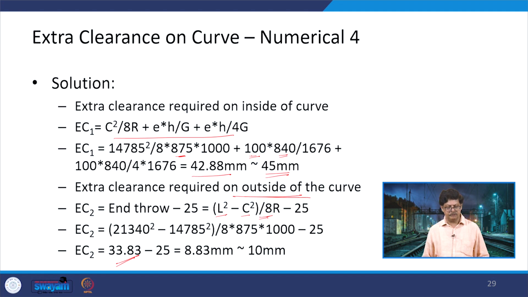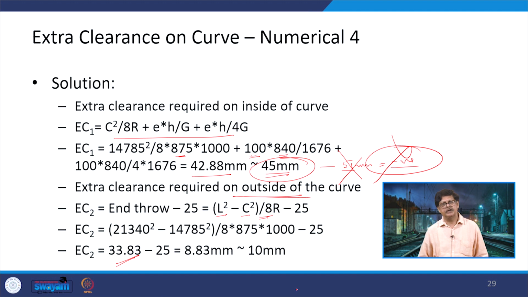So, we go back here. Now, this is the inside of the curve, we are providing 45 mm. So, if we reduce it by 51 mm, that means this will be a negative value, which is not at all possible, and that is the reason we have not reduced it by 51 mm, whatever the value is there has been used here. Whereas, in the other case, when you are talking about the outside, we are reducing it by 25 mm, because we have 33.83, we get 8.83, and that we round off to 10 mm, the next value. So, the 10 mm is the clearance which can be provided in this case.